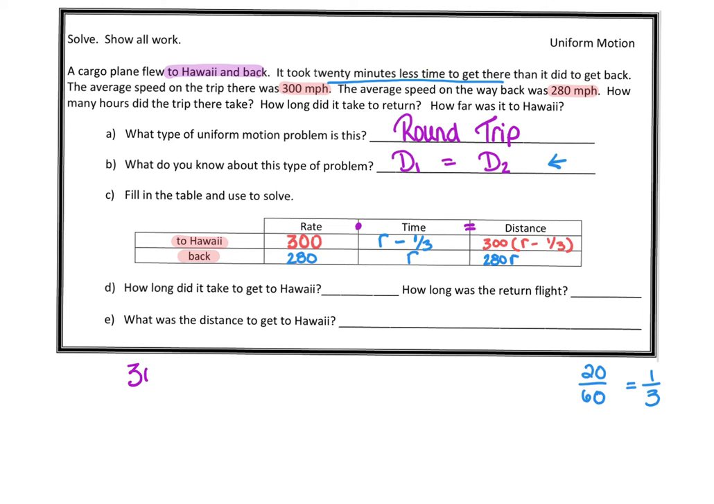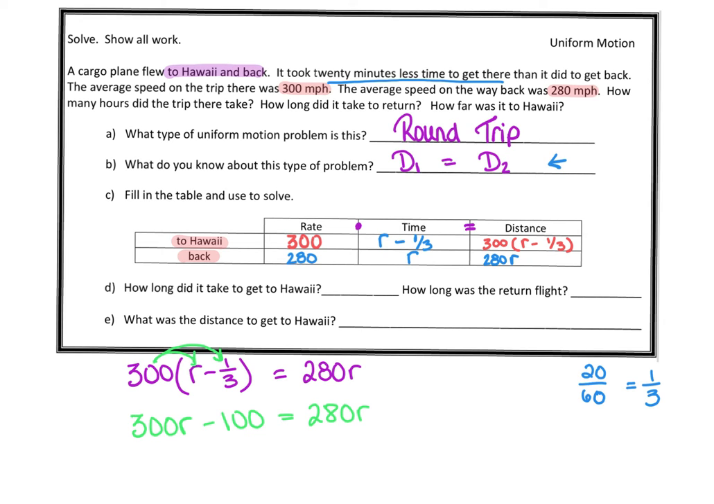I'm going to say 300 times r minus 1/3 equals 280 times r. And they were nice with that fraction because it's going to completely go away when we distribute. So all I have to do is solve this equation. Distribute your 300. 300 times r. 300 times negative 1/3. All right, what is that? Yeah, just negative 100. You divide by that 3 and multiply by the negative 1. So negative 100 equals 280 times r.